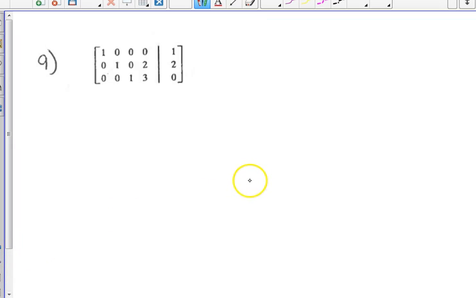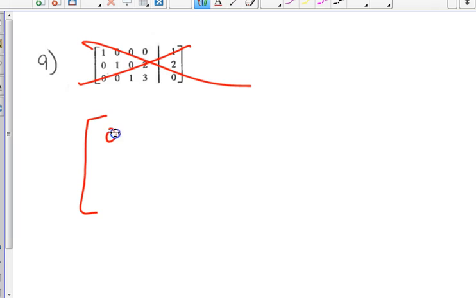Number 9 is messed up. We're just going to skip it. It has 4 variables and only 3 equations, and we're not going to have one like that, so I'm going to skip it. I am going to do something instead. I'm going to practice this with you.